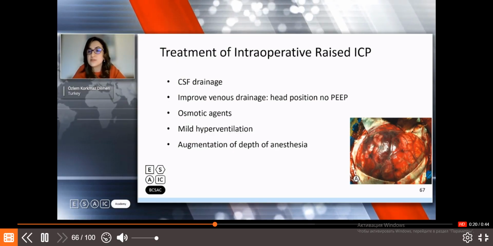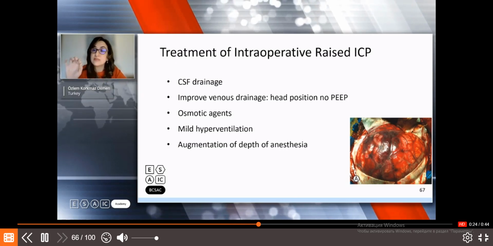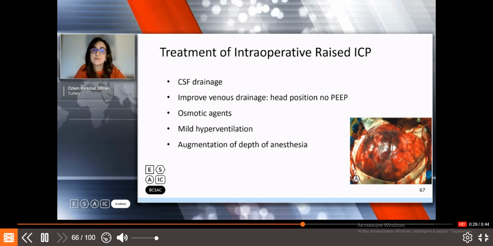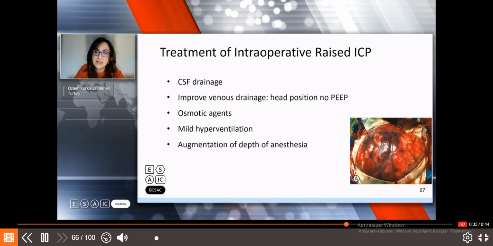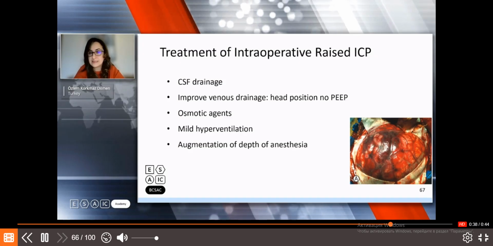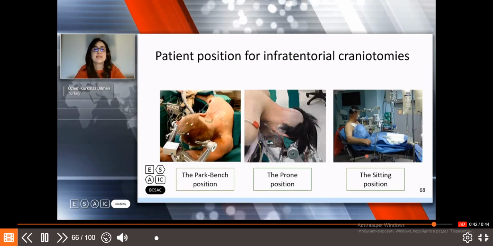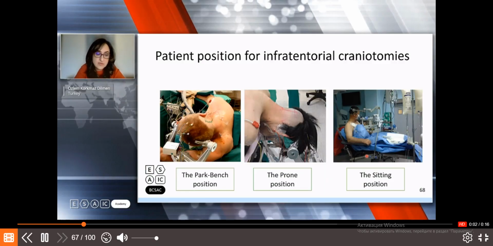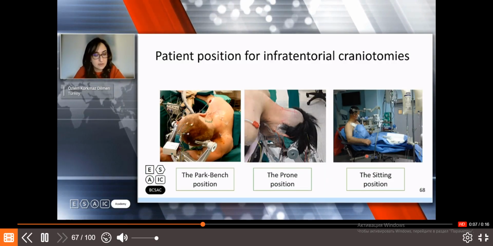As an anesthesiologist, we can check the head position and we may reduce the level of PEEP. And osmotic agents can be administered. Mild and short-term hyperventilation can be used, and augmentation of the depth of anesthesia reduces the brain metabolic rate. It would be helpful. And the park bench, prone, and sitting positions are used in infratentorial craniotomies.